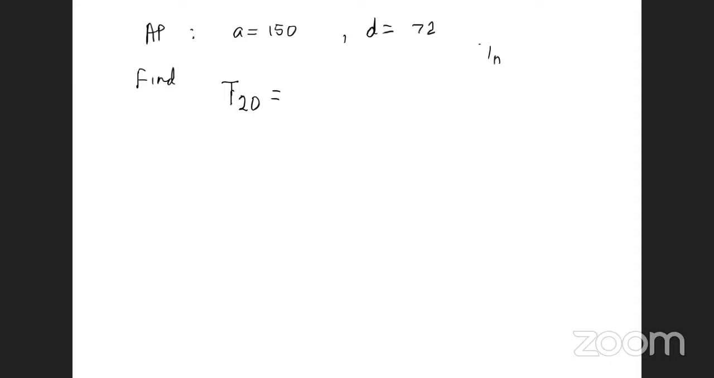So remember the formula is a plus (n minus 1) d. So that'll be 150, right? So very good. 150 plus 20 minus 1 times d.